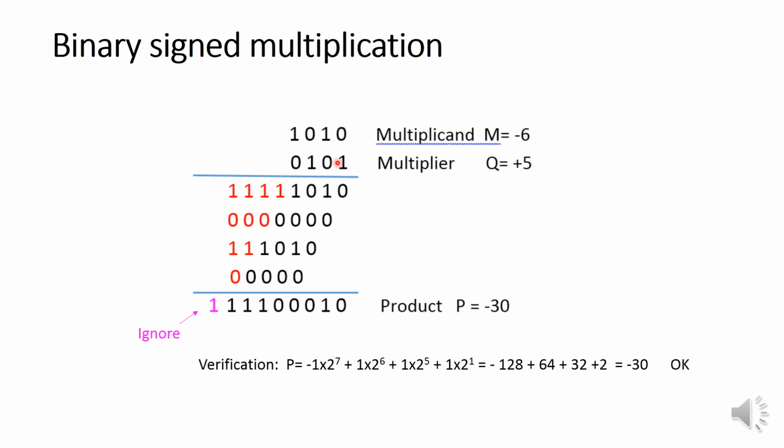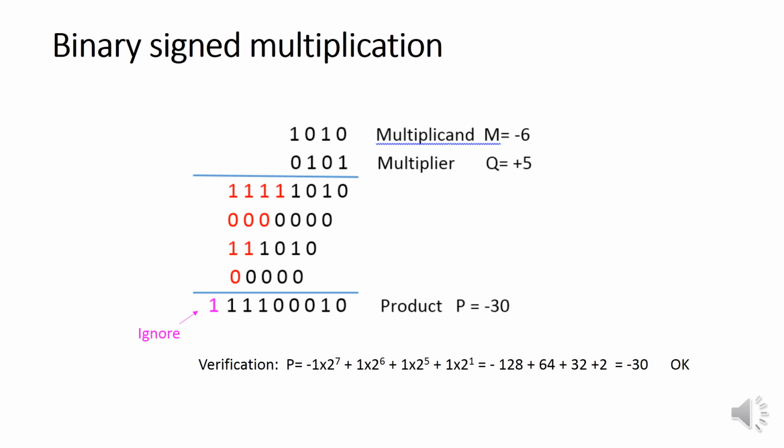1 times 0 is 0. 1 times 1 is 1. 1 times 0 is 0. 1 times 1 is 1. And we add 2 ones in front to extend the partial product up to 8 bits. 0 times 0 is 0. 0 times 1 is 0. 0 times 0 is 0. 0 times 1 is 0. And we add a 0 in front to keep up to the column of 8 bits.